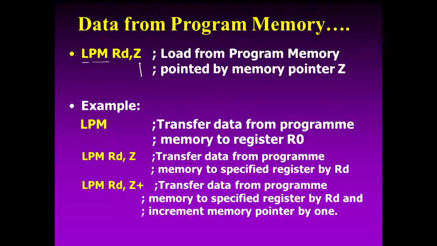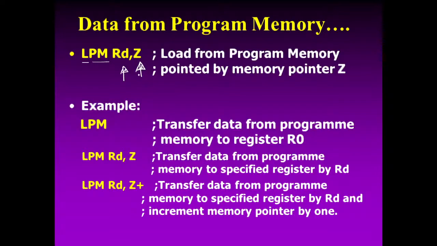Z is actually the memory location from where we want to transfer the data to the specified register. Here Rd can be any register. You can use any register here, but you should not use the pair which is utilized for Z. In AVR we have different registers R0, R1, R2, R3, R4, R5 up to R31. The last 6 registers are the X, Y, Z registers. R30 and R31 are the Z register basically.